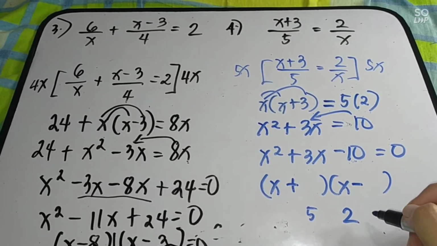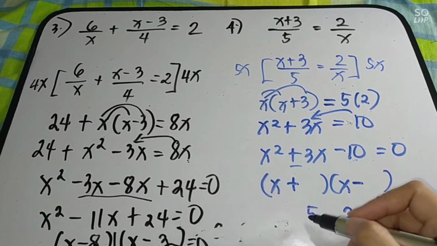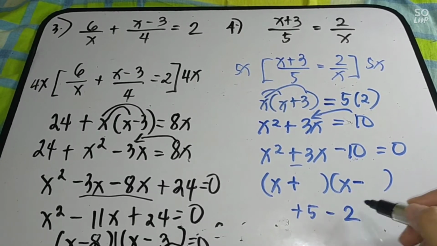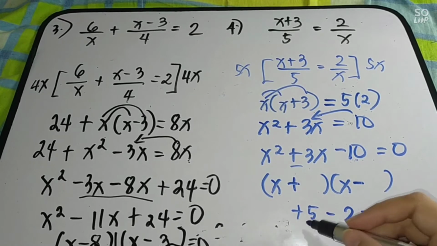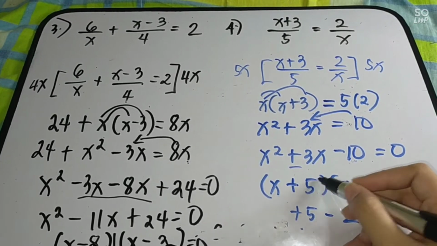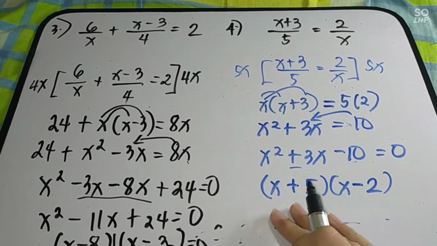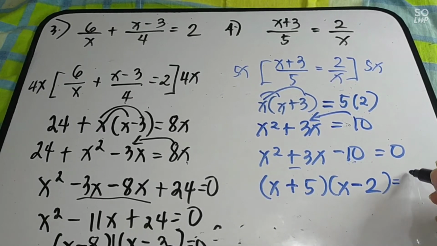Ayun nga lang, sino ang positive at sino ang negative? Kailangan positive 3. Positive to, ito negative. That is positive 3. Ayun, lumabas na. So, this one is 5, this one is 2. So, we're done with the factoring. So, it was equals to 0.